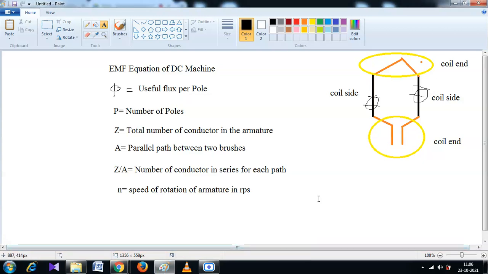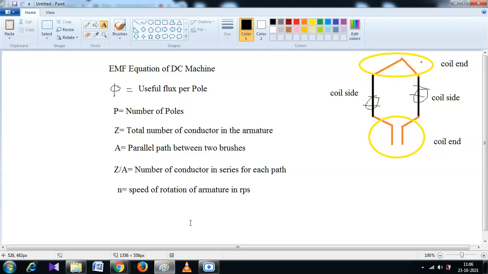That means we have to write down some quantities. Phi is the useful flux per pole. P is the number of poles. Z is the total number of conductors in the armature. A is the parallel paths between two brushes. Z by A is the number of conductors in series for each path. And N is the speed of rotation of armature. The unit is RPS.